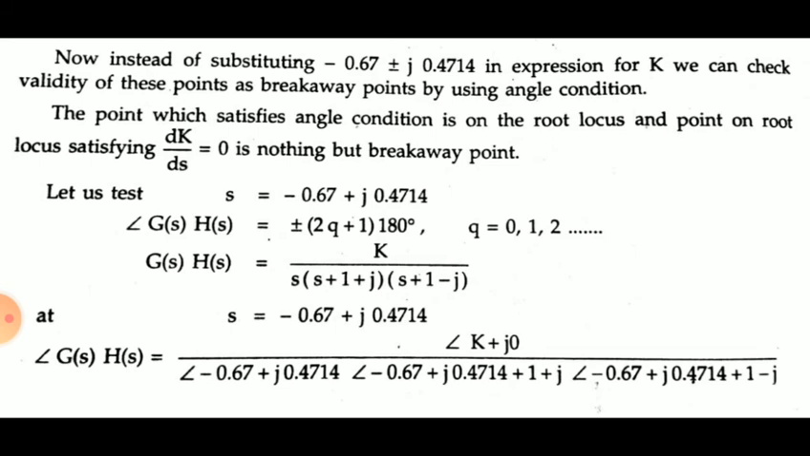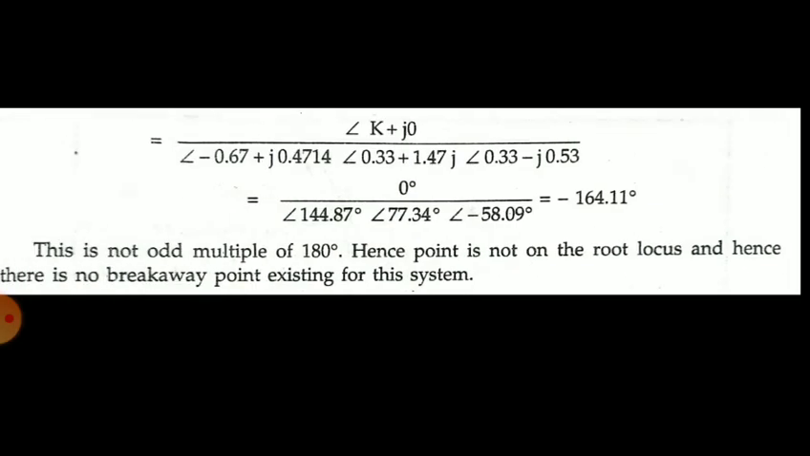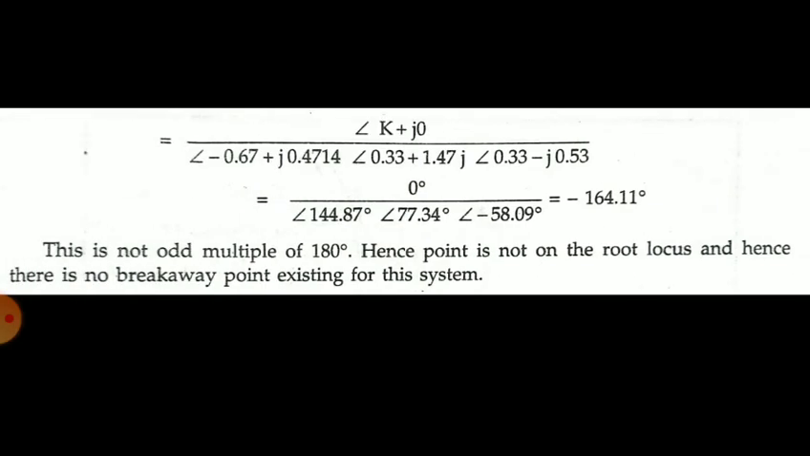Instead of substituting that value in the expression for k, we can check the validity of these points as breakaway points by using the angle condition. So using the angle condition, putting the values in that formula, you will get minus 164.11 degrees. So this is not an odd multiple of 180 degree, hence the point is not on the root locus, and hence there is no breakaway point existing for this system.